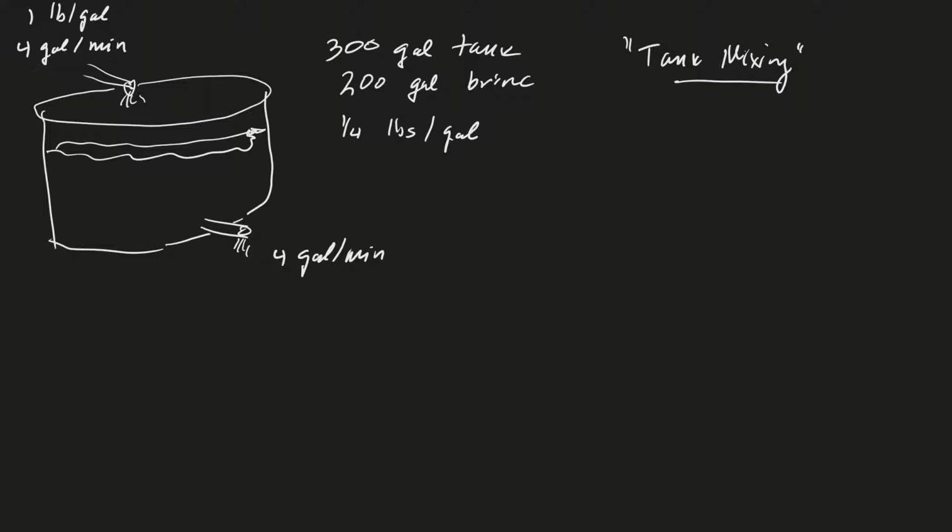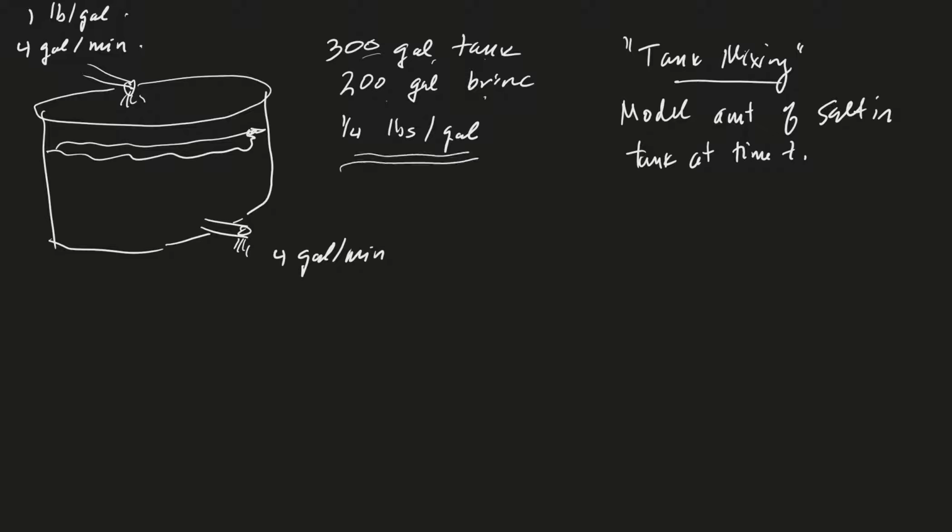Okay, so in our tank we have this 300 gallon capacity tank with 200 gallons of brine. So there's salt water in the tank, and we're going to be modeling the amount of salt in the tank at time t. The incoming is 1 pound of salt per gallon, and it's coming in at a rate of 4 gallons per minute. I should have said initially we have a concentration of 1/4 pounds per gallon.